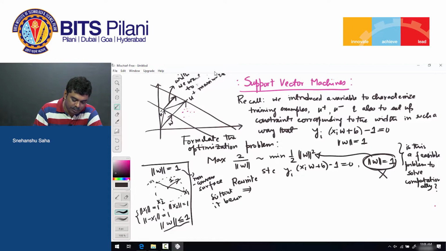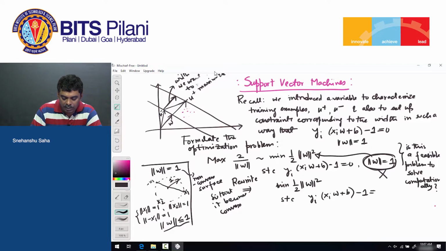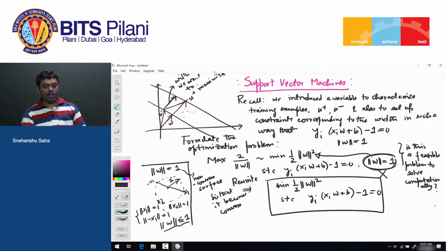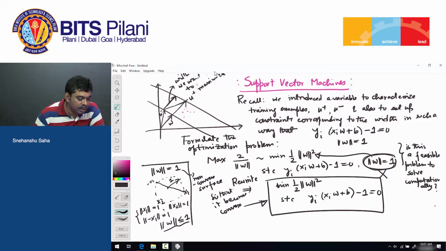so that it becomes convex. And how do we do that? This is minimize 1/2 norm of W squared subject to the constraints yi (xi W plus b) minus 1 equal to 0. This is convex because I removed the non-convex constraint.